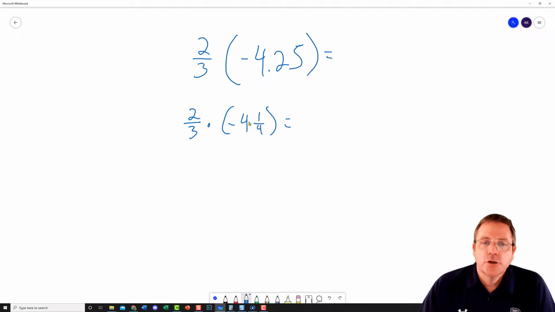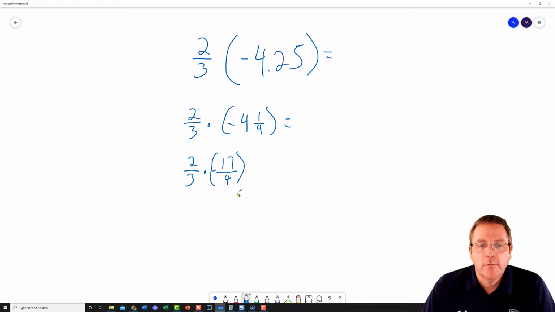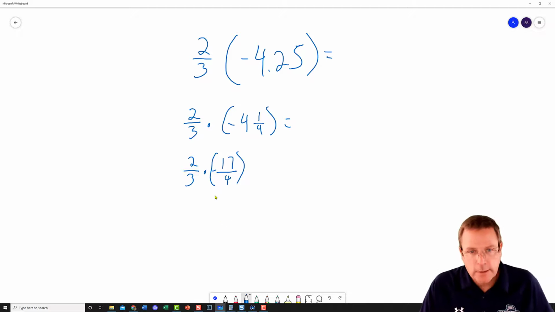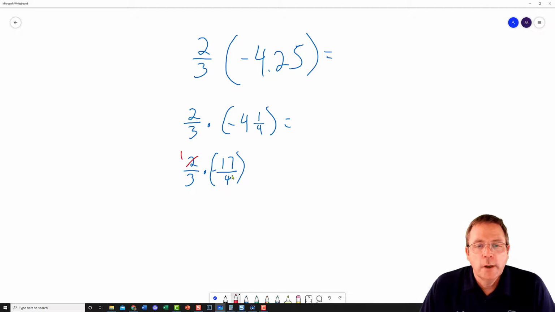Now I'm going to take and change my mixed number into an improper fraction. So I have 2/3 times, that's going to be 17 over 4, and that's going to be a negative number. Now we're going to simplify. 2 is going to go into 2 1 times. 2 is going to go into 4 2 times. That's the only things that will simplify here.